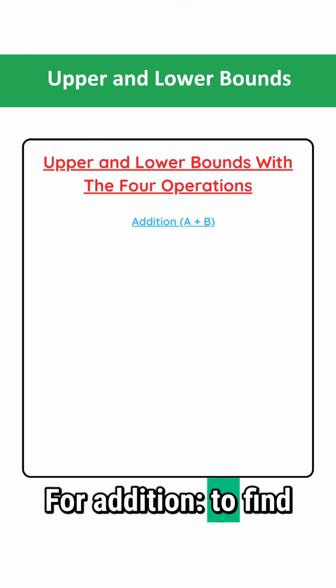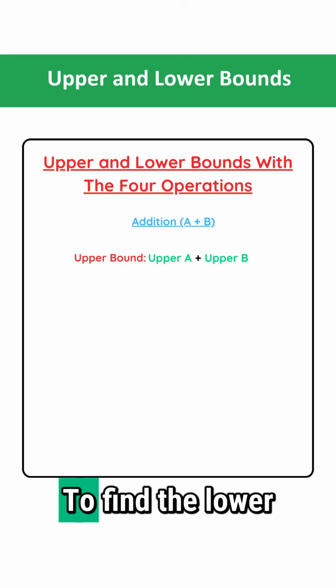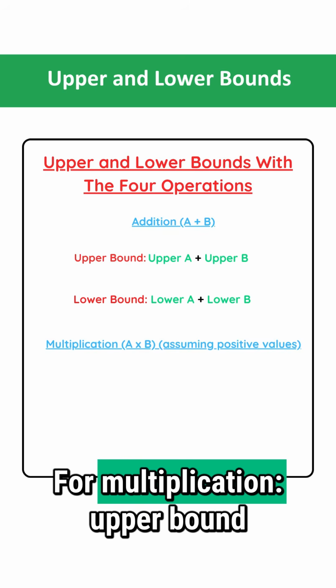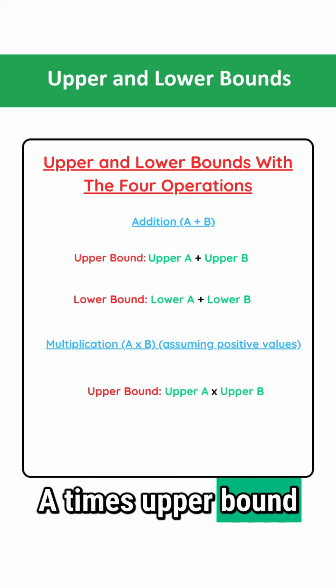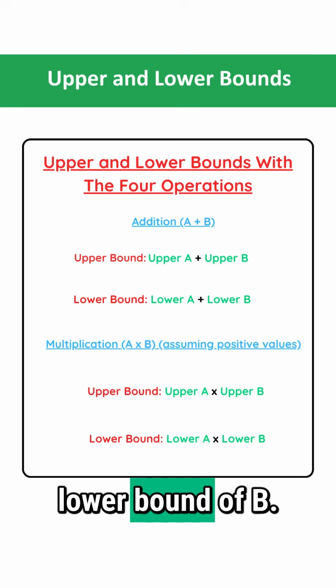For addition, to find the upper bound of a plus b, add the upper bounds. To find the lower bound, add the lower bounds. For multiplication, upper bound of a times b is upper bound of a times upper bound of b. Lower bound is lower bound of a times lower bound of b.